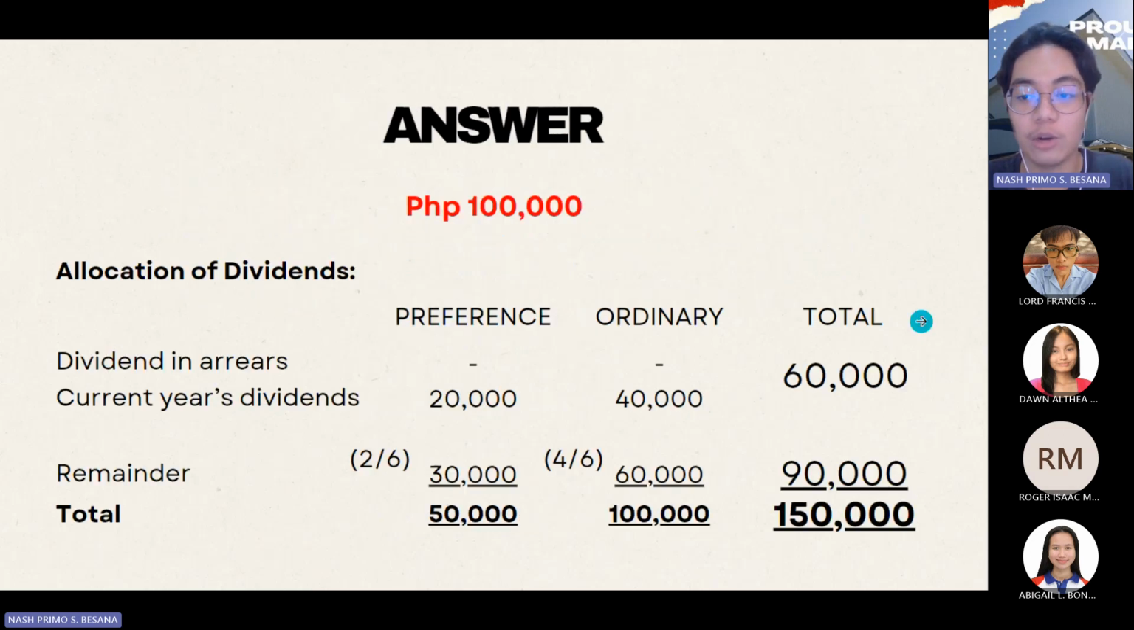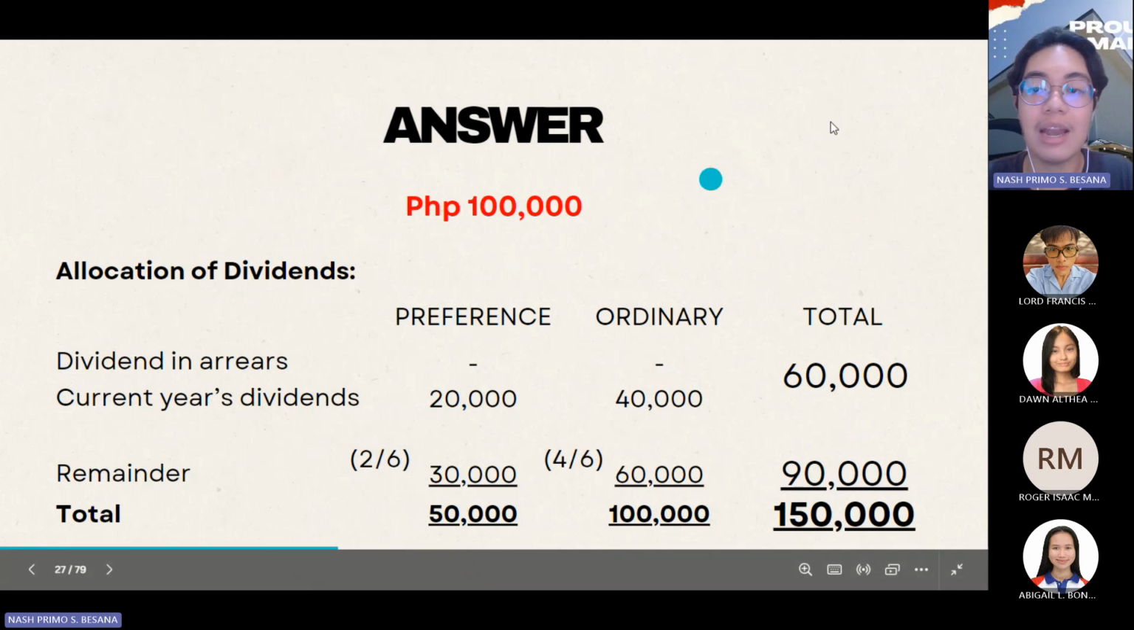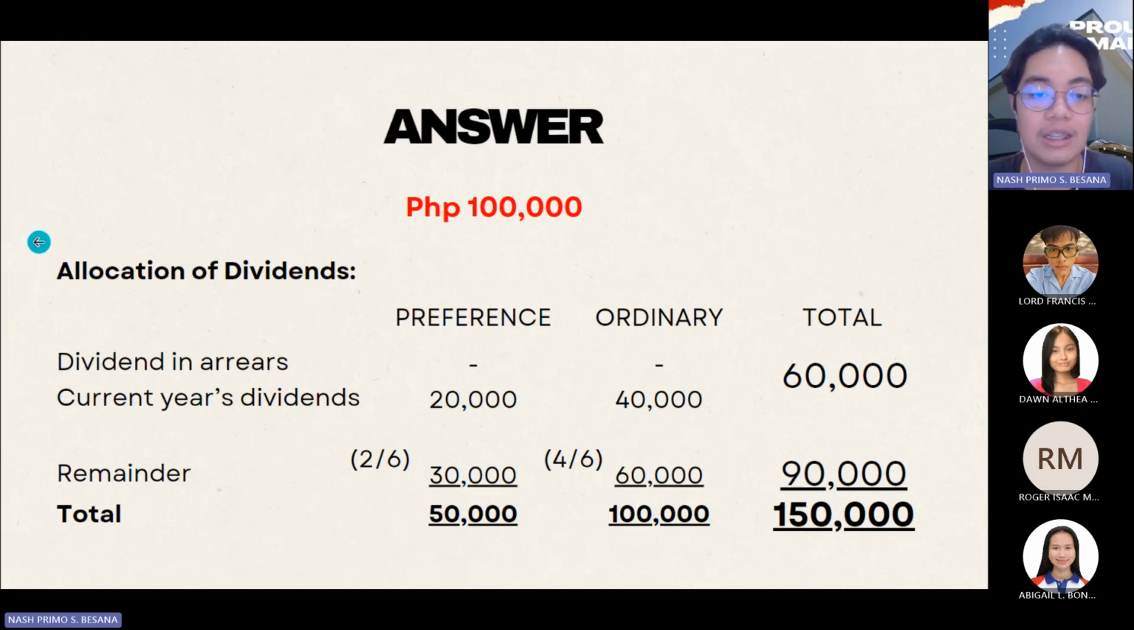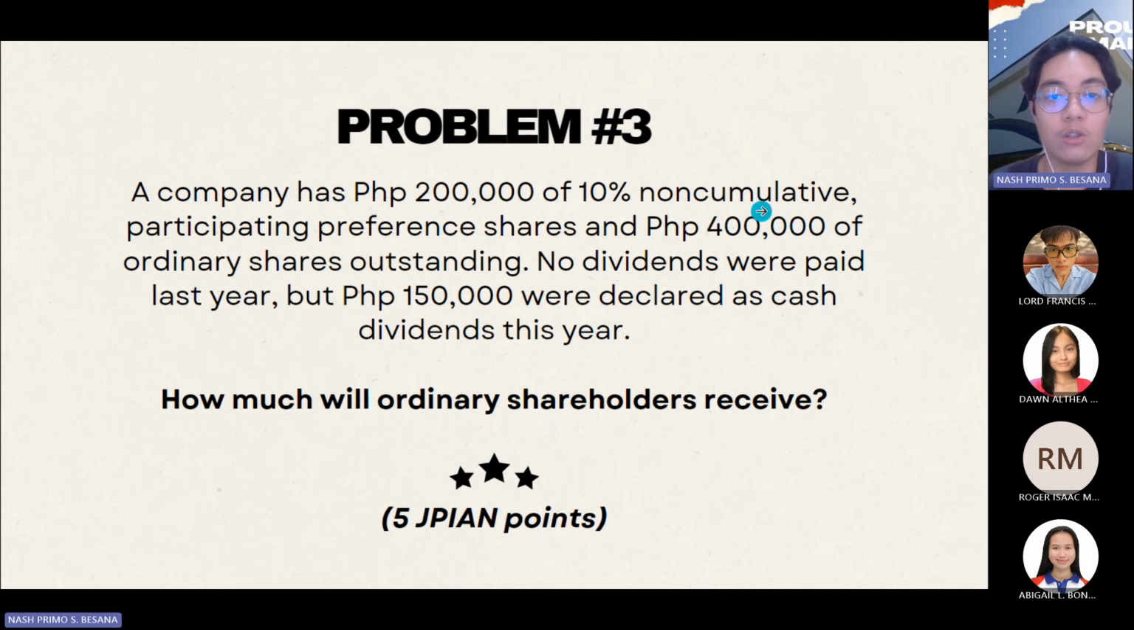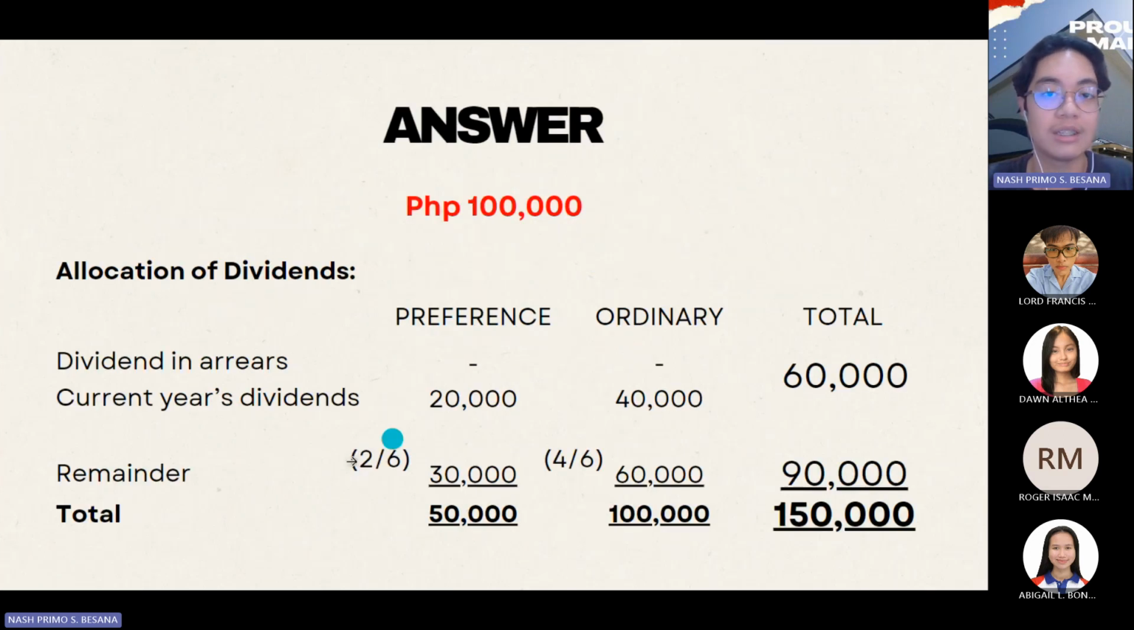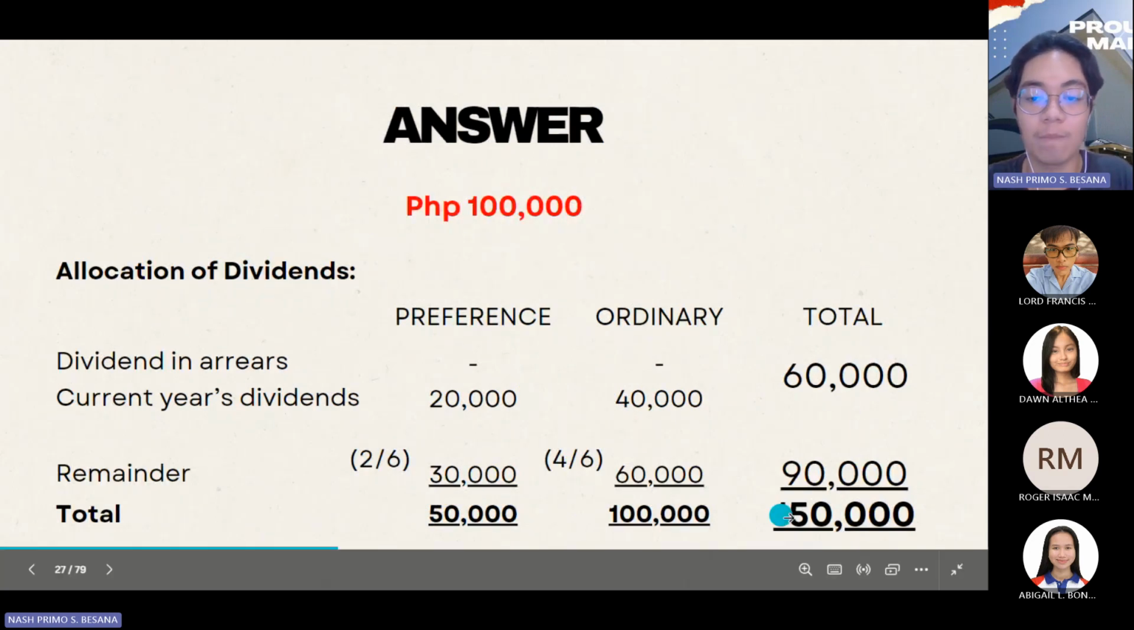So, paano ba hahatiin yung remainder kung dalawa yung kasali? Yung 90,000, i-multiply natin sa ratio ng share capitals nila. Meron tayong 200,000 na preference, 400,000 na ordinary, so ang total nun is 600,000. Yung preference divided by total, yun yung ratio niya, and then ordinary divided by total. So 200 divided by 600, 2/6. And then 400 divided by 600, 4/6. Yung ratios na yun yung i-multiply natin sa remainder.